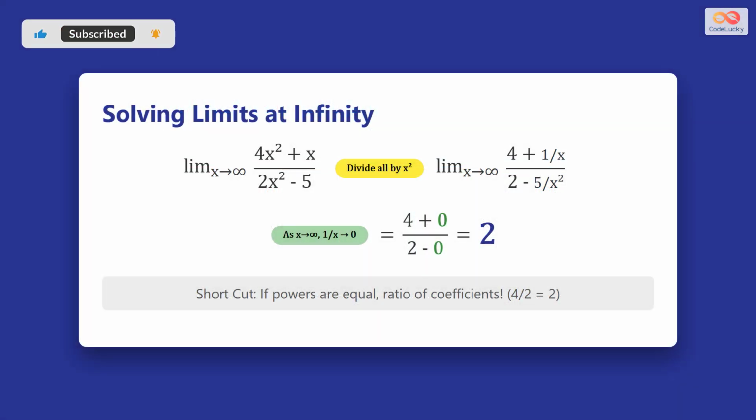The algebraic way to solve this is to divide every single term by the highest power in the denominator. In this example, that is x squared. When we do this, any term with x in the denominator will shrink to 0 as x goes to infinity. We are left with just the ratio of the leading coefficients. Here, 4 divided by 2 gives us a limit of 2.